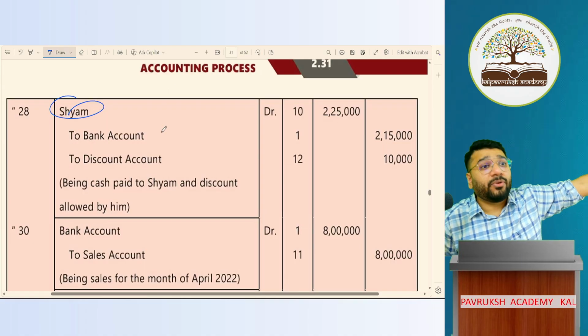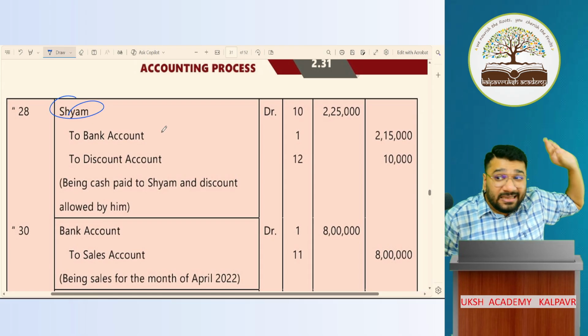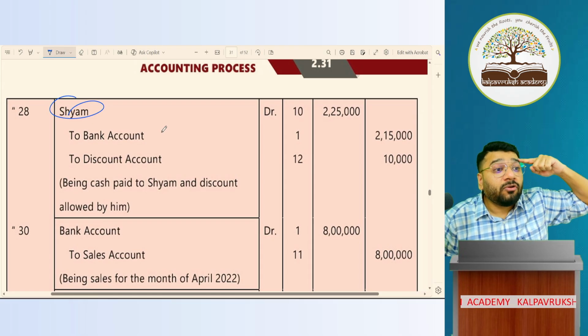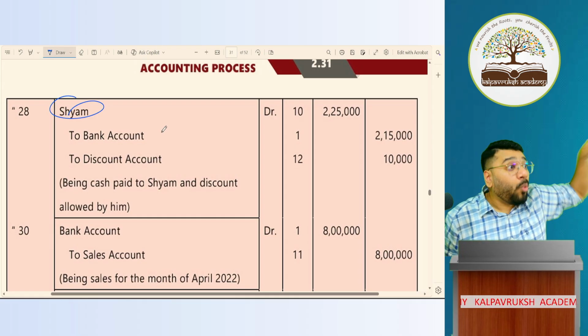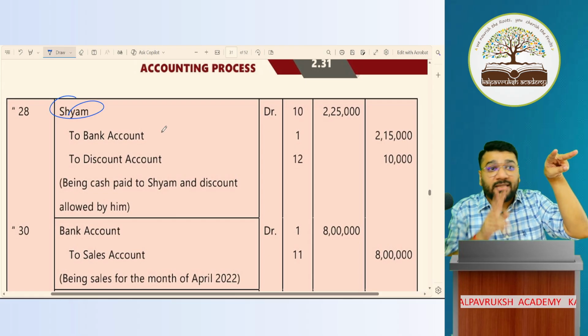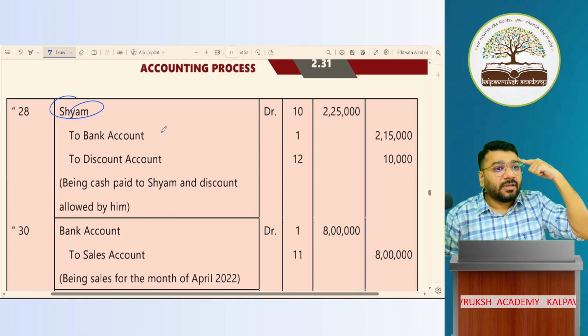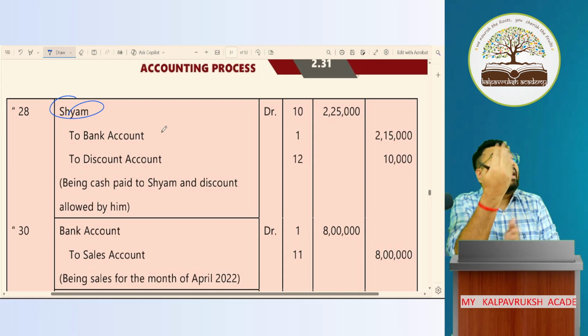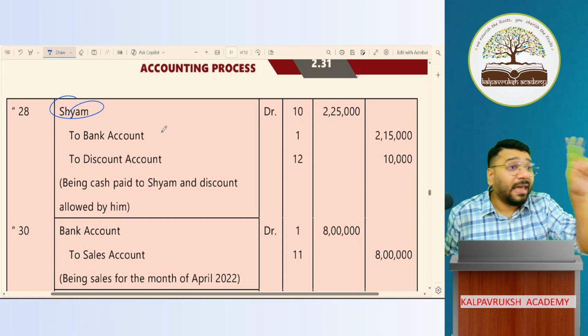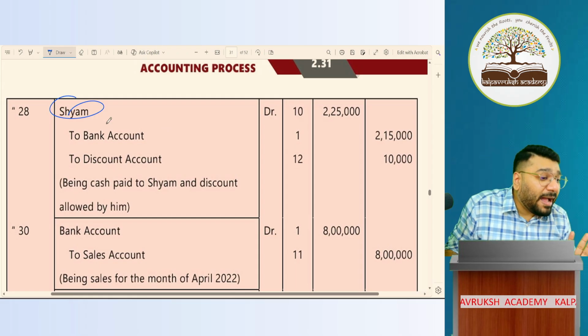If this kind of question comes in the exam, you have to be a little bit watchful and thoughtful. Only the bank balance is there. There's no cash balance. Think: if I put cash in credit, my cash balance will go negative. In that case, it will backfire and the entire accounting will collapse. So here you write bank only.